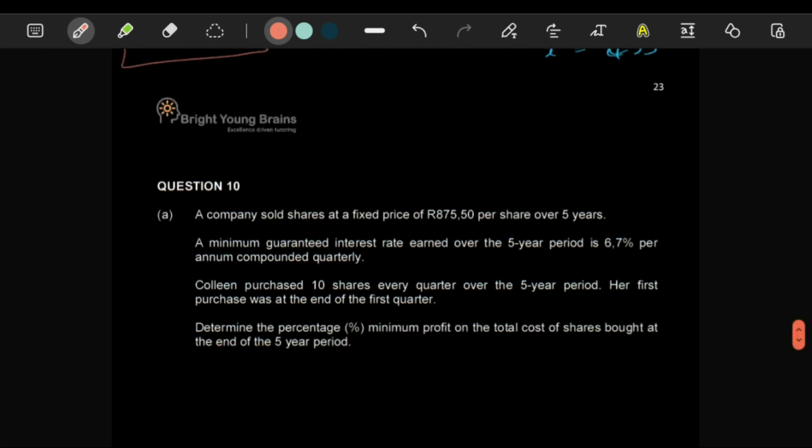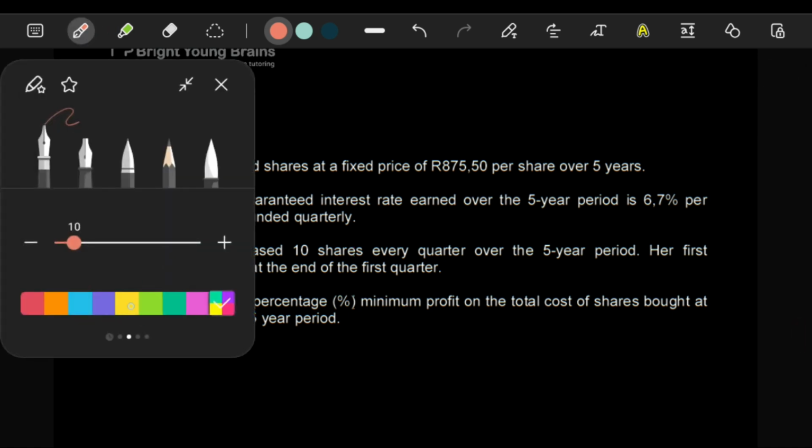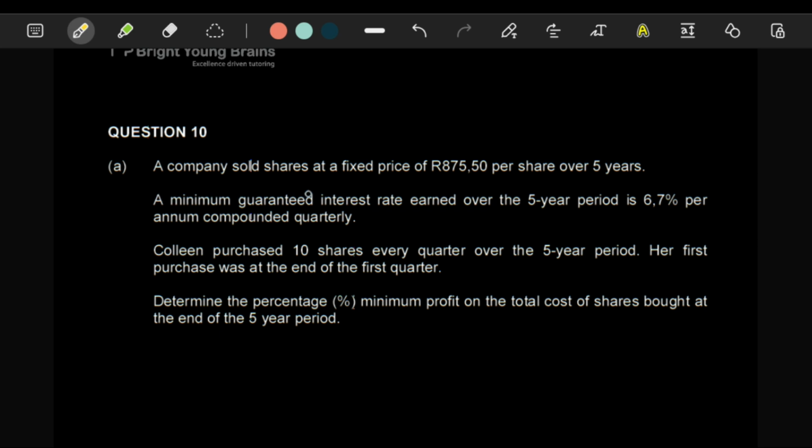Let us move on to question 10. This question is quite interesting. I remember it says here, a company sold shares at a fixed price of 875.5 per share over 5 years. You have to remember these kinds of questions use many weird scenarios, but as long as it's financial math, just think of how financial math works.